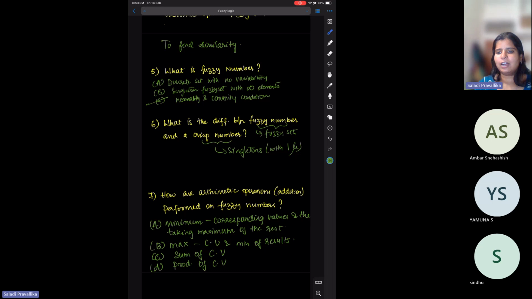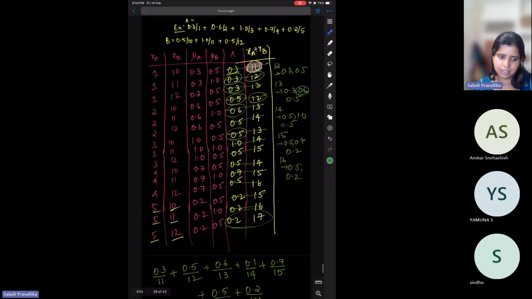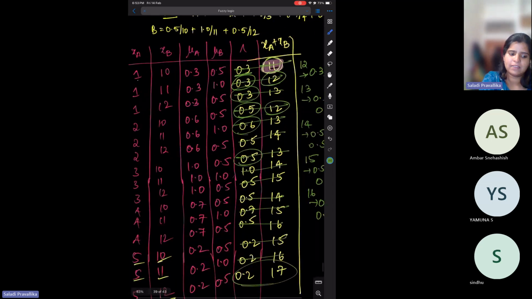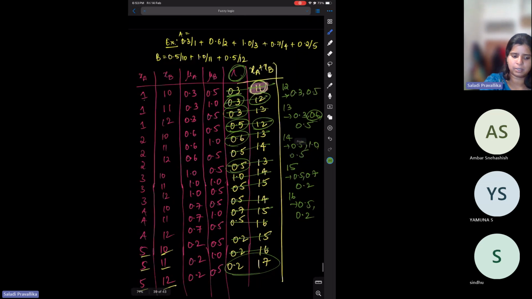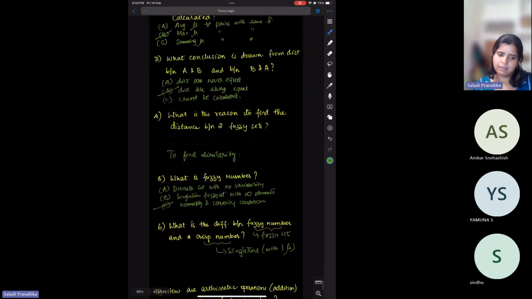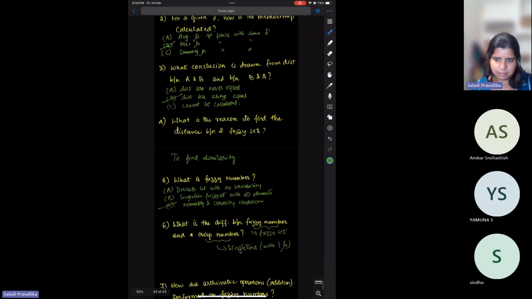Yes. So, Snehashish and Yamuna, you are right. Sindhu, we basically take the minimum of corresponding values as we have seen here. So, basically, we are doing the intersection first. We are taking the intersection between both the membership values and then we take the maximum at the end. These are the corresponding values. Then we get the result and then we take the maximum values.